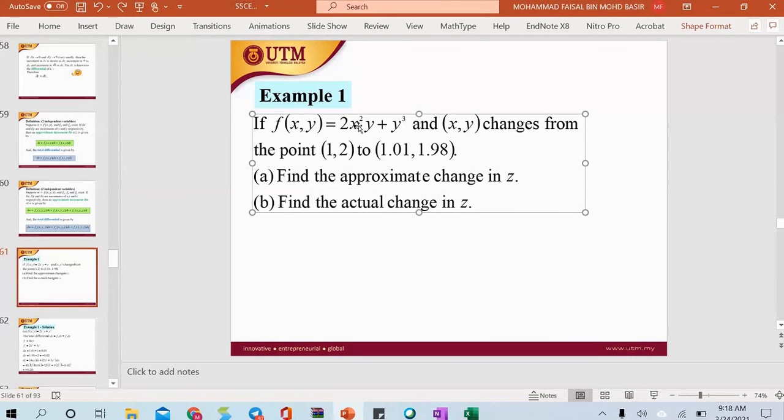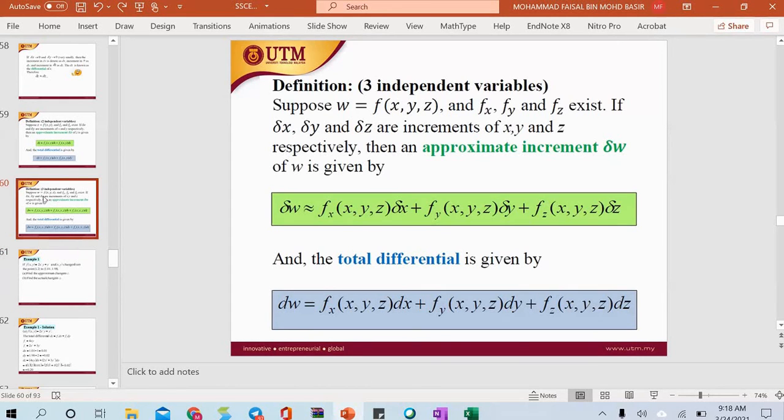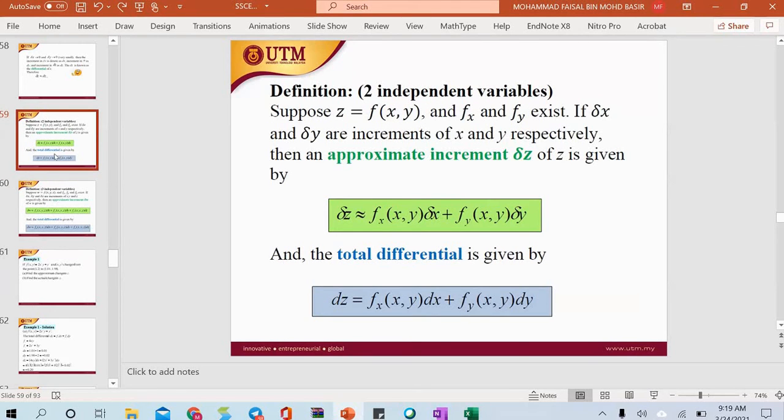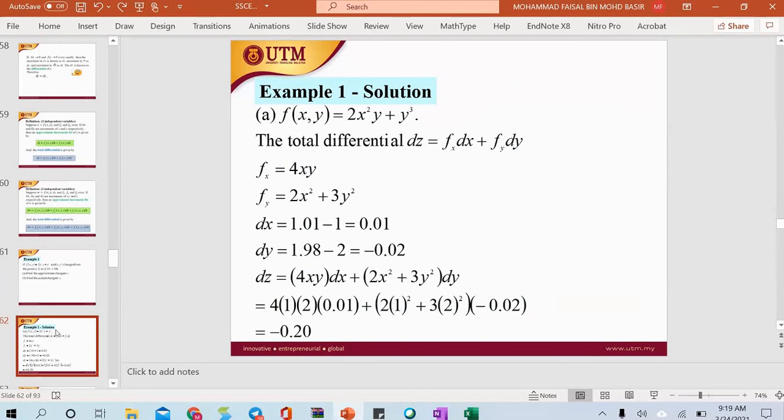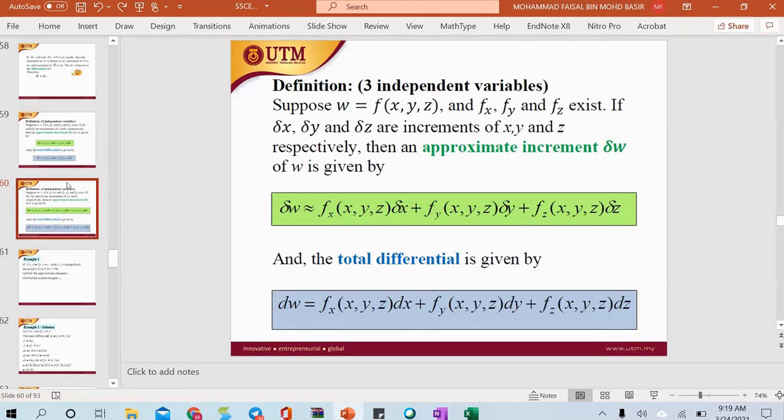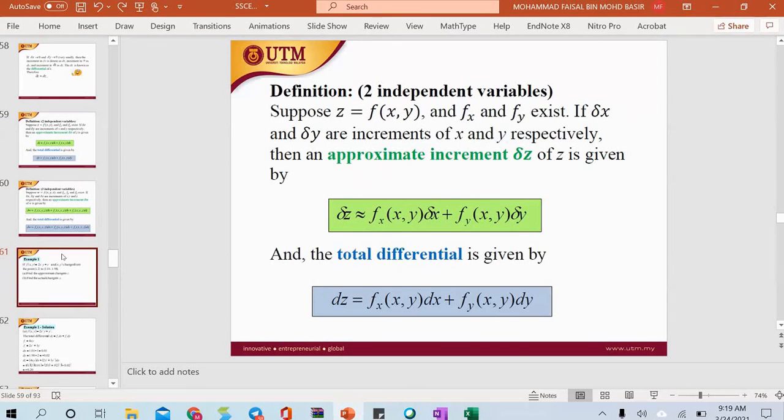If f(x, y) is 2x squared y plus y cubed, and (x, y) changes from (1, 2) to (1.01, 1.98), find the approximate change. Remember the formula of approximate change. What is it? Yeah, right? The formula will be fx dx plus fy dy. Approximate change, where is it? Here, right? fx dx plus fy dy.